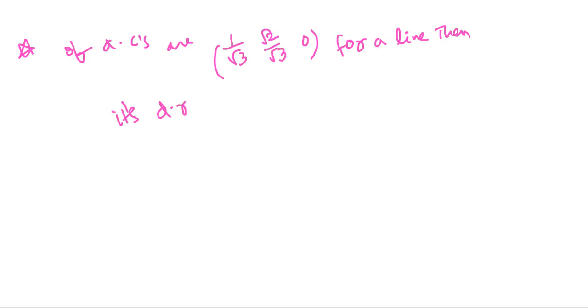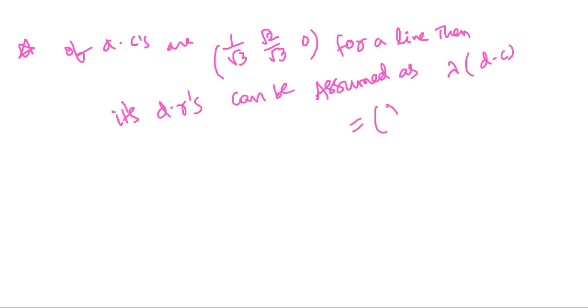If DCs of a line are 1 by root 3, root 2 by root 3, comma 0, for a line, then its DRs can be assumed as lambda into DC. That is lambda by root 3, lambda into root 2 by root 3, comma 0. To find the lambda value, you need to give me something else, right? So that is the connection between DR and DC.